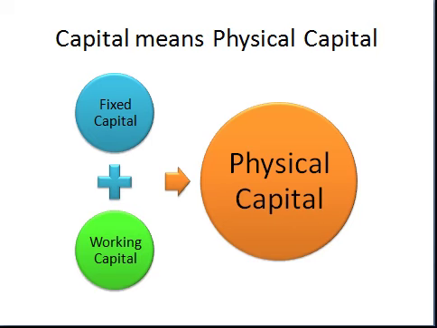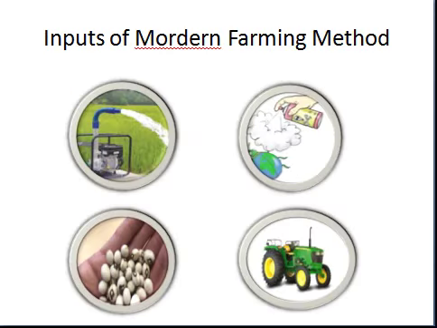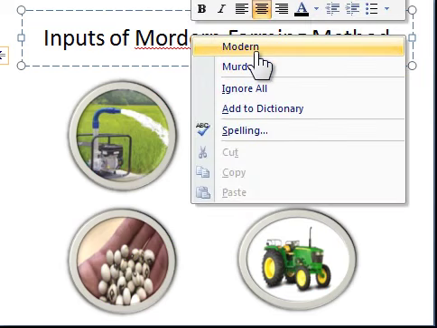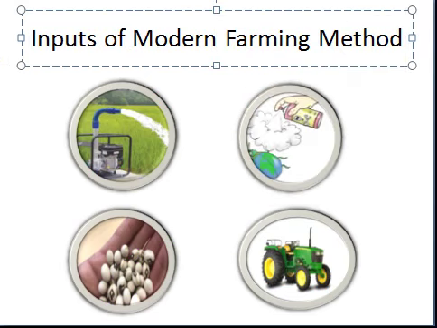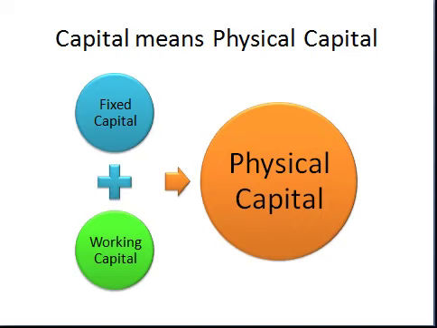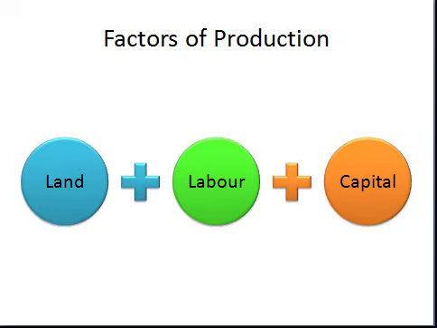Students, as you know, in the modern farming method we have to arrange various farm inputs. We have to purchase seeds from the market, fertilizers, pesticides, and many more farm equipment. So without capital, we cannot arrange all these farm inputs and we cannot do the farming efficiently. So for doing farming in an efficient manner, there is more importance of capital in farming.